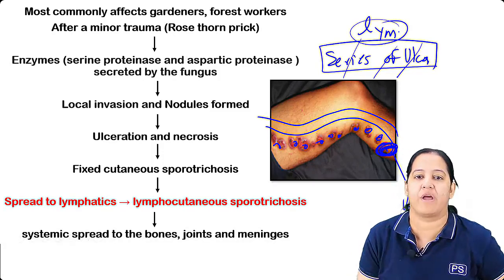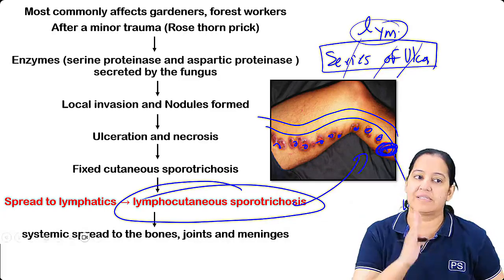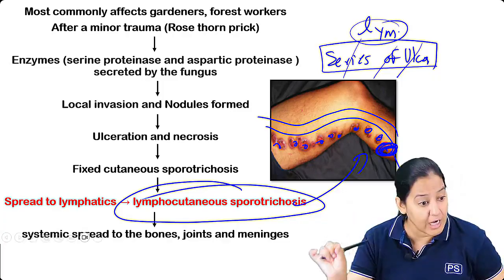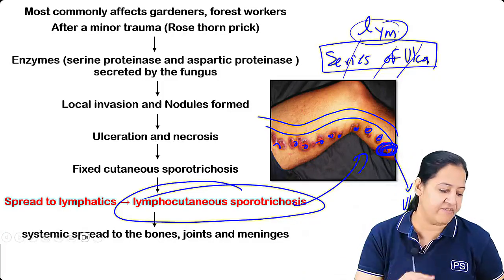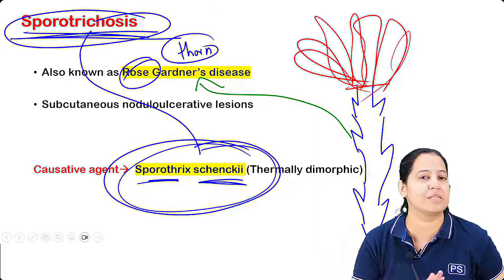That is sporotrichosis. This is known as lymphocutaneous sporotrichosis. A series of ulcers. Write down this phrase: series of ulcers along the lymphatic. If I have not written it, please write it down. Series of ulcers along the lymphatic. This is sporotrichosis, a very unique presentation.